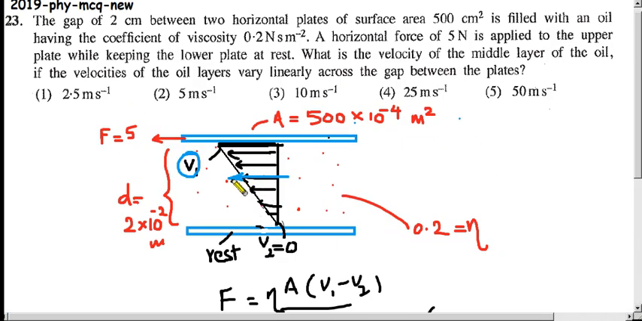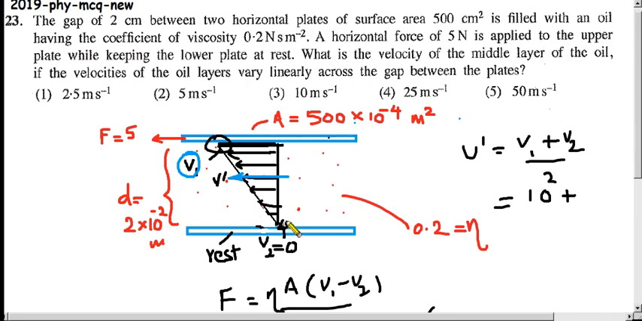So what they want is the center value, this one, let's denote it by V dash. So V dash equals the mean value, (V1 plus V2) divided by 2. V1 we found as 10, then V2 the bottom one is 0, then the mean value is the velocity of the middle layer, so we get 5 m s^-1. So the second one is the answer.